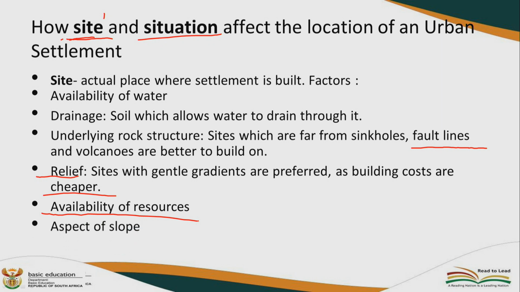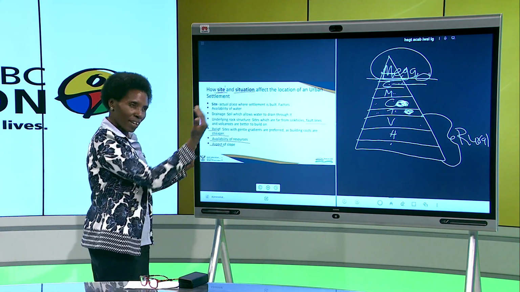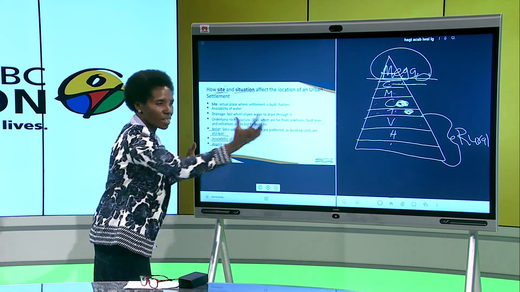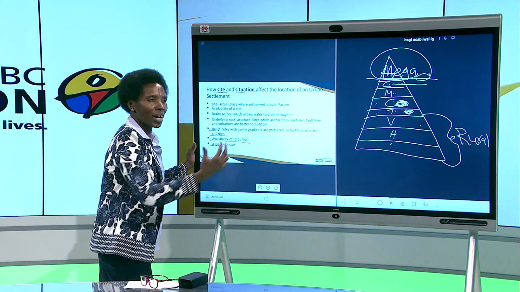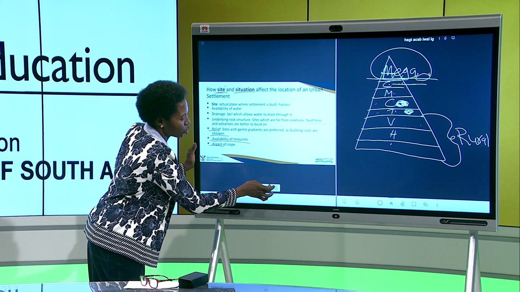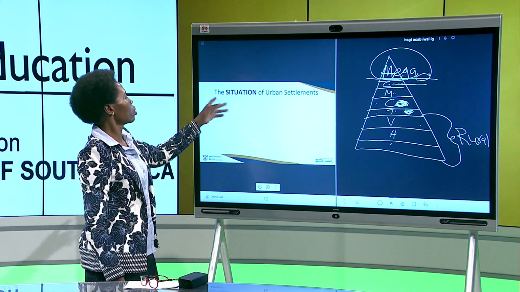Okay, and then the last one is aspect of a slope. It's very important for you to understand what an aspect is. Aspect is the direction which the slope faces. So us who are in the southern hemisphere, when we are looking at a slope facing north, we'll have direct sun's rays. So they check which slope is suitable for us, so that if it's winter, we are going to receive sun's rays and it is not going to be very cold. So these are the physical factors that we must look at when we are looking at the site to build an urban settlement. Let us look at situation.